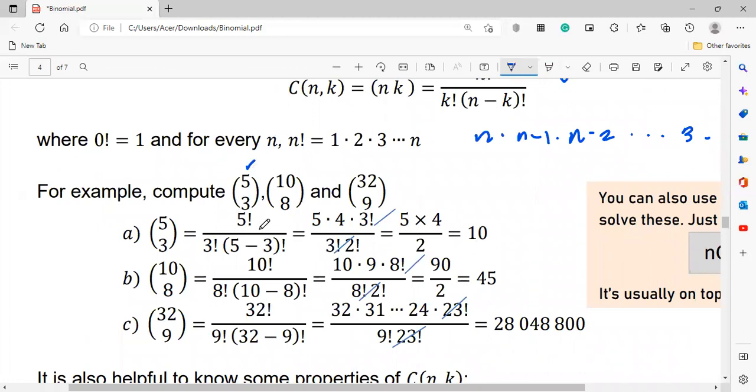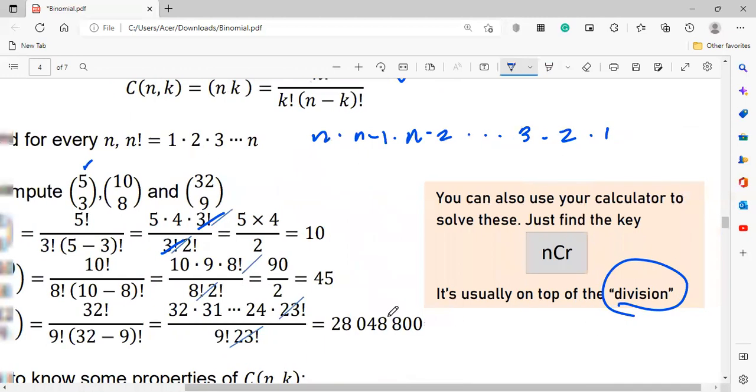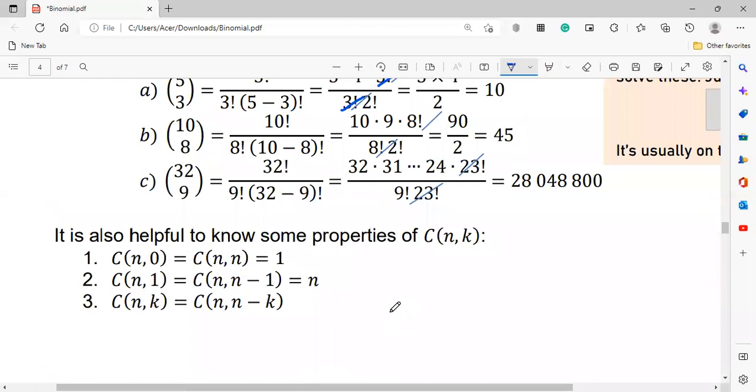5 taken 3 is 5 factorial divided by 3 factorial times 5 minus 3 factorial. So 3 factorial and 3 factorial can be cancelled out. So 5 times 4 divided by 2 is 10. You can make use of your calculator, and that is find the key nCr in your calculator. It is usually on top of the division symbol in your calculator. So we practiced that already.